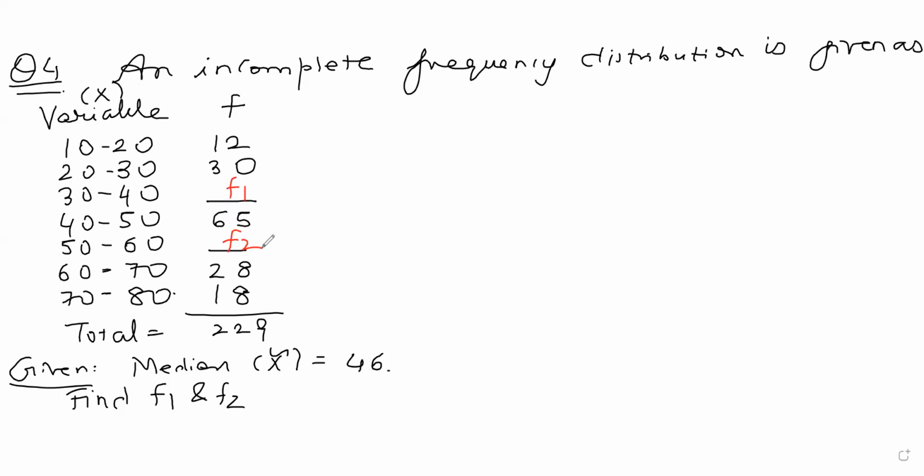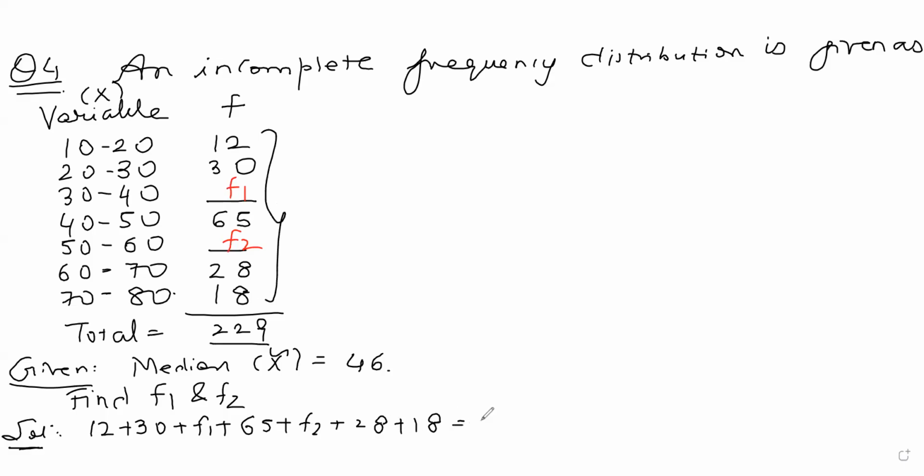So first of all, the sum of all these should be 229. If I look at the solution, 12 plus 30 plus F1 plus 65 plus F2 plus 28 plus 18. That means the sum of all this should come out as 229. Use your calculators and verify that when you solve this, you get F1 plus F2 as 79.